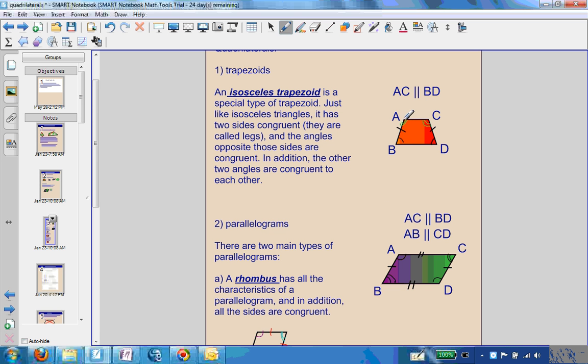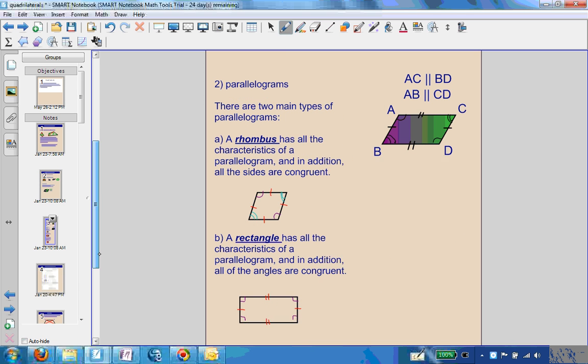The legs are the sides that are not parallel to each other. So in this case, side AC and side BD are parallel to each other. So AB and CD are the sides that are not parallel. Those are referred to as legs, and they're congruent when we have an isosceles trapezoid. The bottom angles, angle B and angle D, are congruent to each other, and the top angles, angle A and angle C, are congruent to each other. So those are all the properties for an isosceles trapezoid.